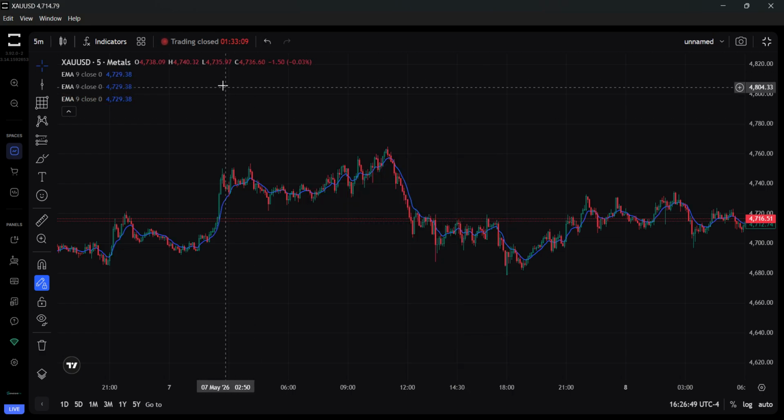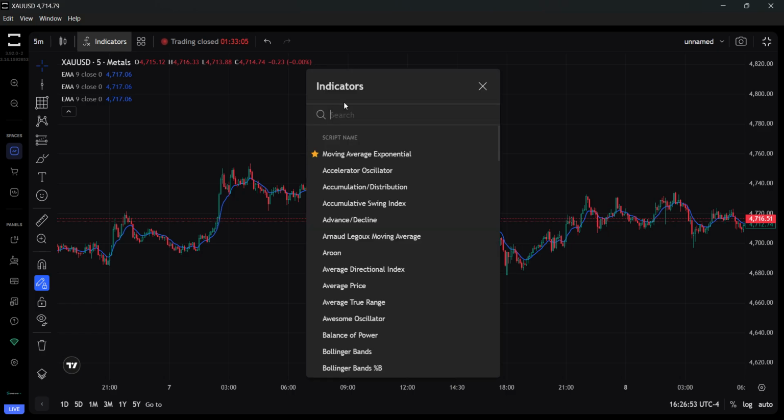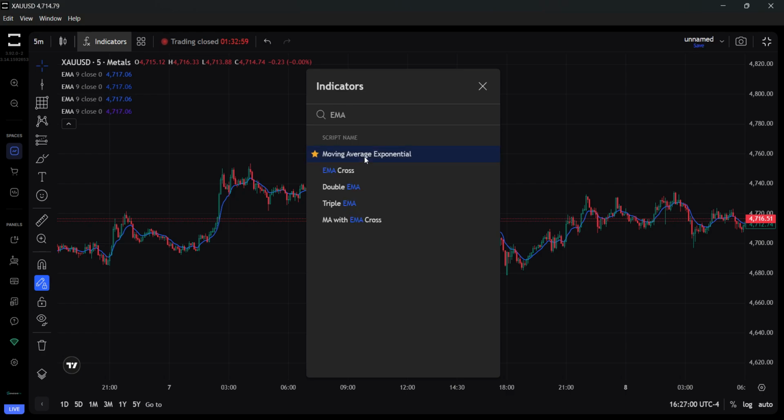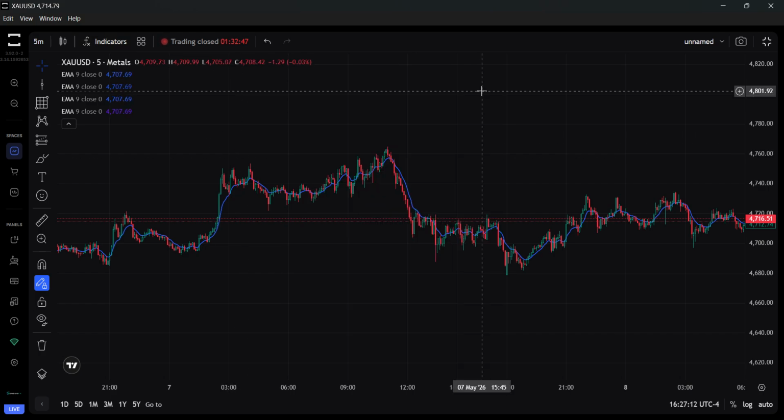Now we're gonna go back and add one more EMA. That's all we're gonna do. Add one more EMA. All right, we're gonna add one more, and we're gonna make this a 21. The 21 is gonna represent the price of the US dollar. That's what the 21 is gonna represent. The price of the US dollar. The EMA 9 is gonna represent the price of gold because we're trading gold right now.